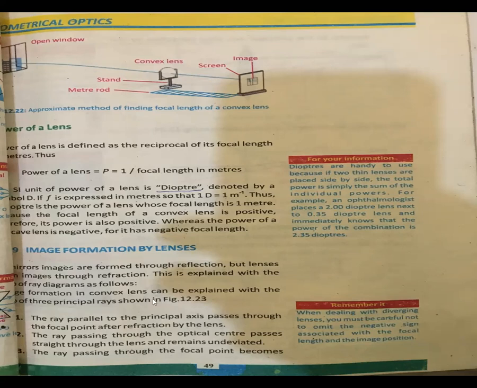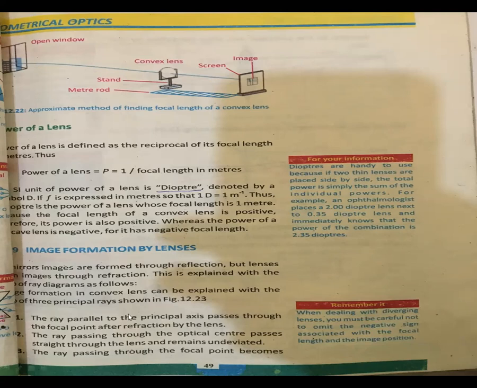Image formation in a convex lens can be explained with the help of three principal rays. There are many rays of light, but for the explanatory point of view we are just taking only three rays of light. The first one is the ray parallel to the principal axis, which passes through the focal point after refraction through the lens. I told you we are discussing convex lenses and concave lenses.